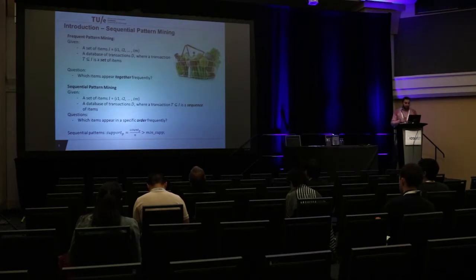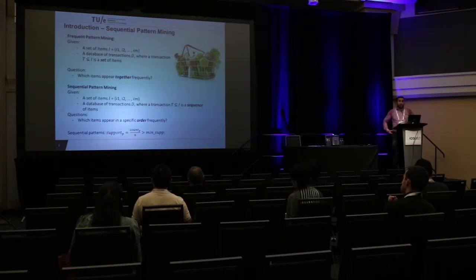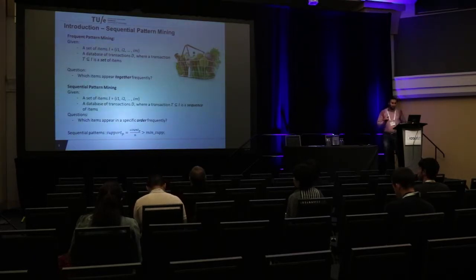So, as you all, I assume, know, sequential pattern mining differs from frequent pattern mining in one important aspect. In the case of frequent pattern mining, we are given a set of items and a database of transactions, where each transaction contains a set of items. And one of the interesting questions in this context would be which items appear together frequently. In the case of sequential pattern mining, we are also given a set of items and a database of transactions, but the transactions here contain sequences of items. And one of the interesting questions here could be which items appear in a specific order together.